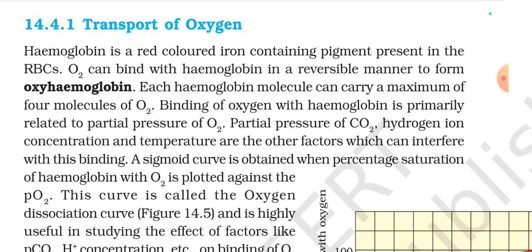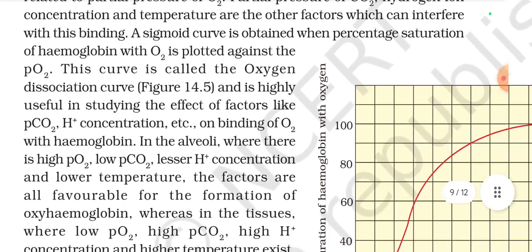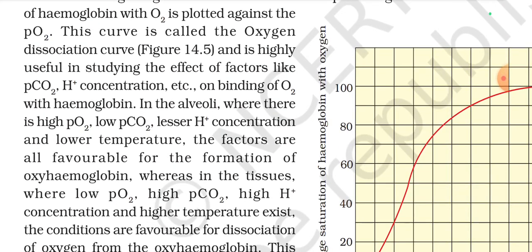A sigmoid curve is obtained when percentage saturation of hemoglobin with oxygen is plotted against the PO2. The curve is called the oxygen dissociation curve and is highly useful in studying the effect of factors like PCO2, hydrogen ion concentration, etc. On binding of oxygen with hemoglobin, in the alveoli where there is high PO2, low PCO2, lesser hydrogen ion concentration and lower temperature, the factors are all favorable for the formation of oxyhemoglobin.